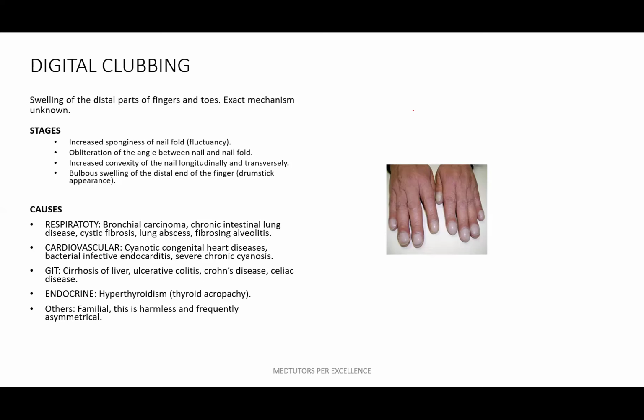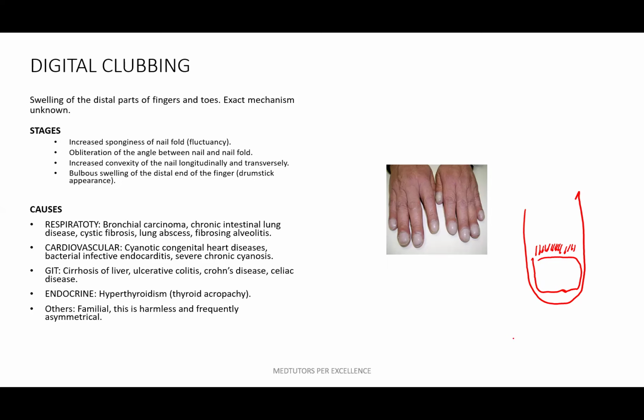And of course, it occurs in stages. In the first stage, there is increased sponginess of the nail fold. If this is the finger and this is the nail, there will be increased fluctuancy of this area, which is called the nail fold. When you palpate, it will be soft and fluctuant. That is stage one. Then stage two is obliteration of the angle between the nail and the nail fold.